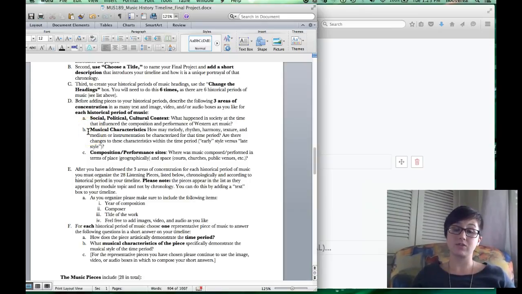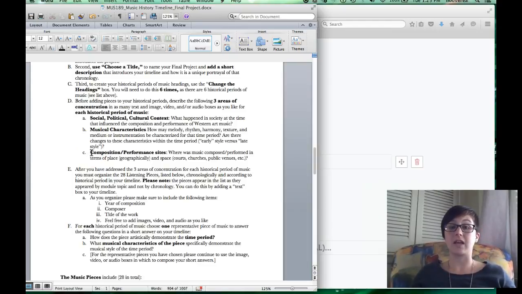Then you want to move on to describe the musical characteristics of the era. The musical characteristics are directly linked to the musical elements that you were introduced to in the first module. Finally, you'll want to describe specific performance and compositional sites for pieces of music in the era that you're describing. Where was music composed, performed, in terms of place, so that would be geographic region, but also space. So courts, churches, concert halls, outside, inside, be very specific.